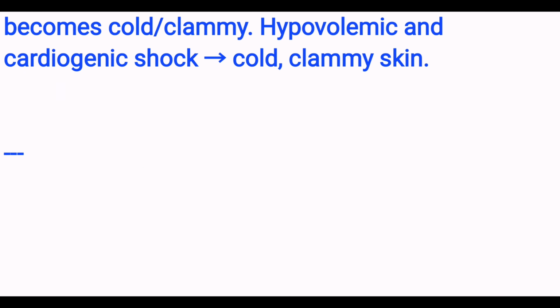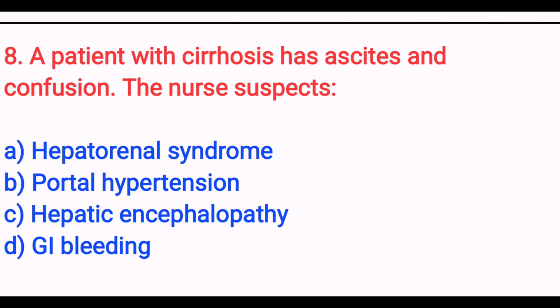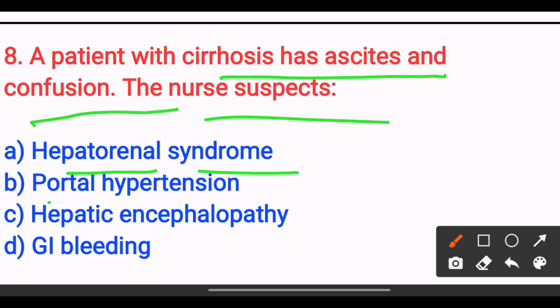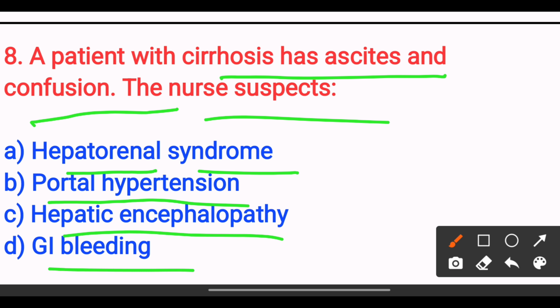Next, a patient with cirrhosis has ascites and confusion. The nurse suspects: option A, hepatorenal syndrome; option B, portal hypertension; option C, hepatic encephalopathy; option D, GI bleeding.